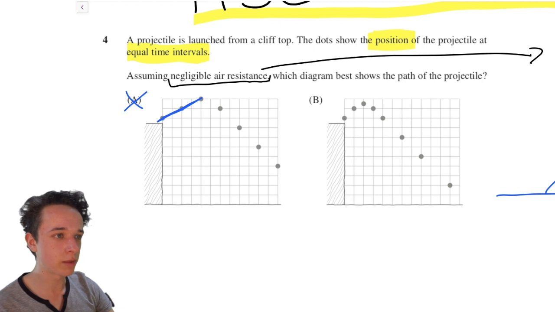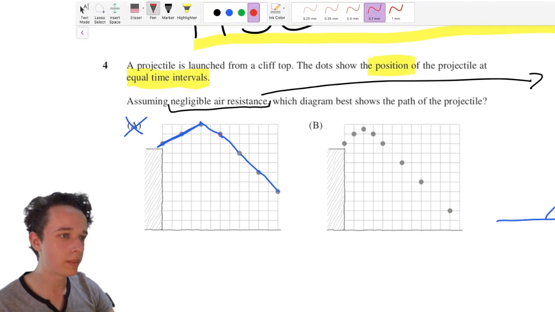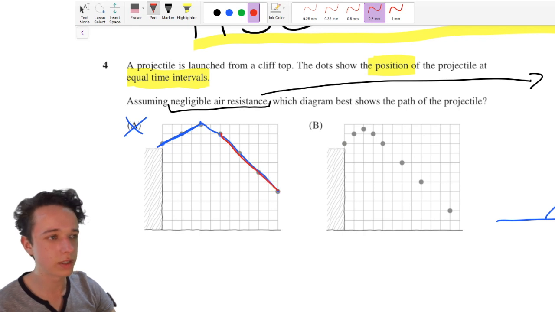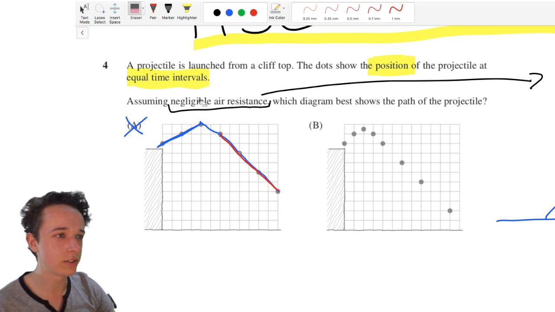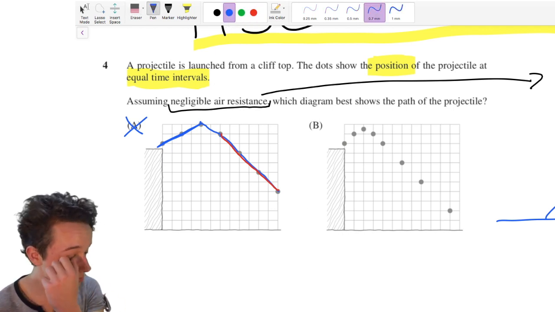And if you look at the rest of the points, this is a gradient of negative a half. This is a gradient of, what's that, like negative 1. This is also a gradient of negative 1. This is also a gradient of negative 1. So this part here is entirely a straight line as well, right? So this is not a parabola. This is some kind of funky triangle. So it's not option A because we're looking for a parabola.